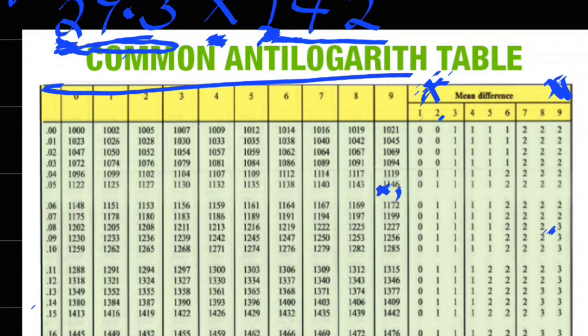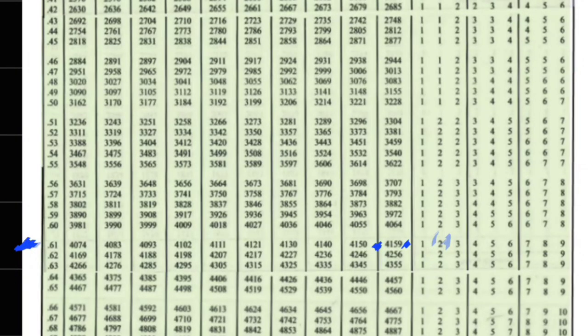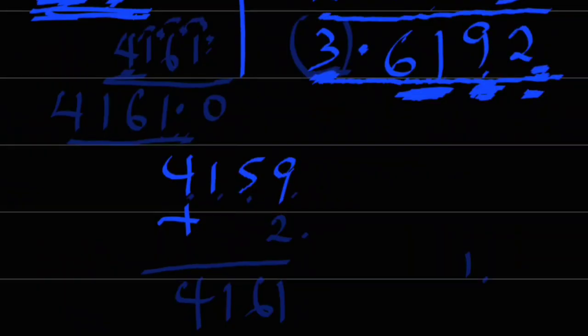Under this difference 2, we will scroll down. 2 is the next number after 1. This is 2. Scroll down, and this is our 0.61. Under this same 0.61, on that line under 2, what you will see here is 2. This is the number that you will see. The number there is 2. Then you add it up. You add that 2 that you've gotten.